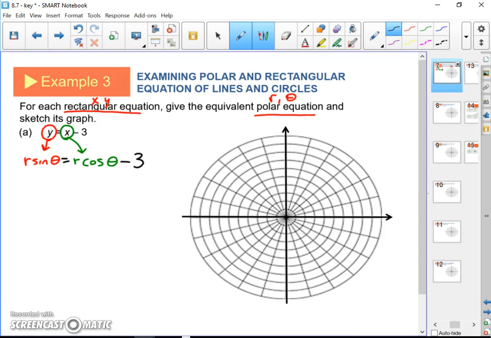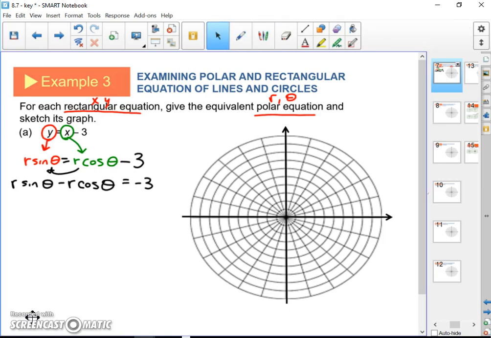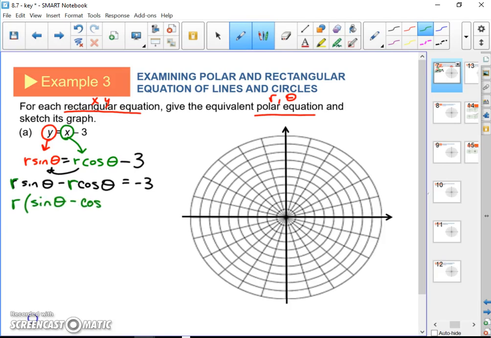We would subtract this over so we can get the r's at least on the same side. We have r sine theta minus r cosine theta equals -3. You have to do a little bit of factoring. I see both of those expressions have an r in them, so we take a GCF, a common factor of r, out. That's really the hard part, I think. That's the trick to this. Factor out r so you can get it isolated.